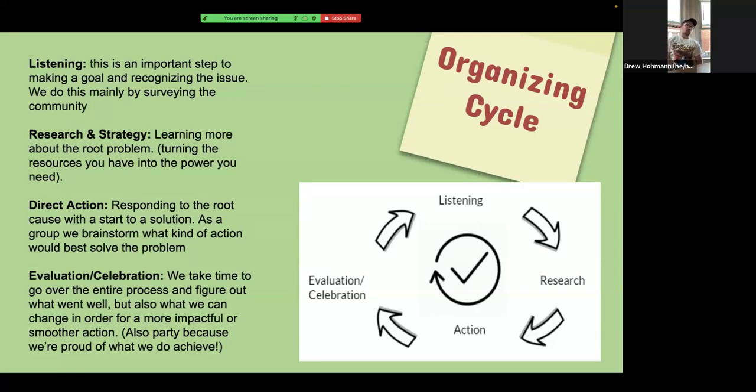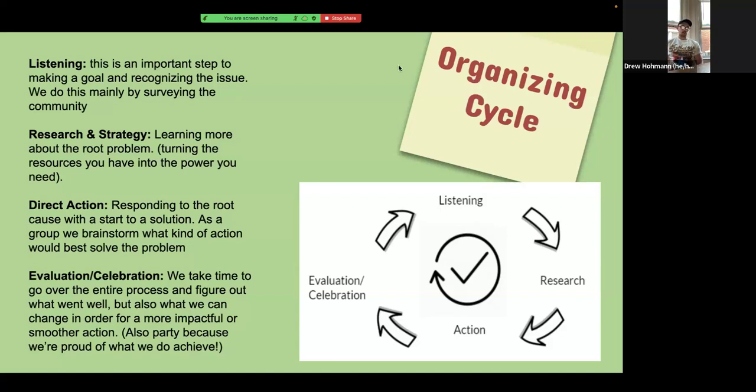The next step is doing that research and developing some kind of strategy about it. So whether that's looking into the bus routes, or how the buses get funded and things like that, that's when we start to dig into this stuff and then begin to plan how we are going to solve it. Out of that planning comes some kind of action. Usually it's a direct action. That's going to be the start to our solution to that issue.